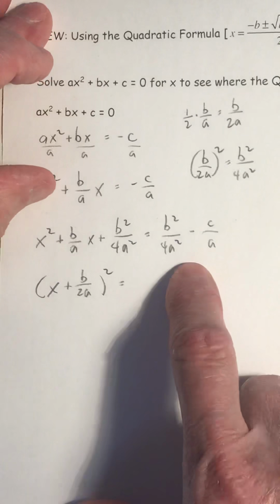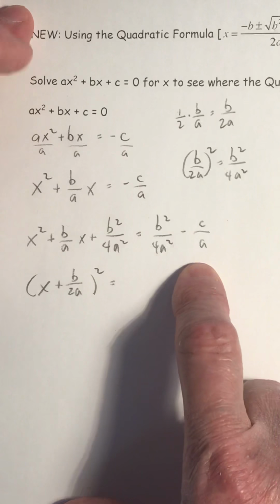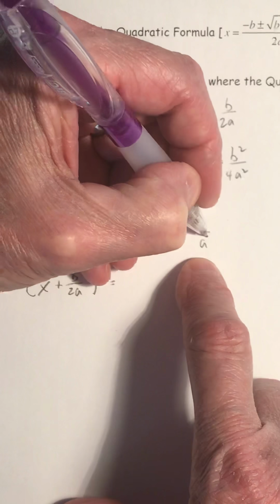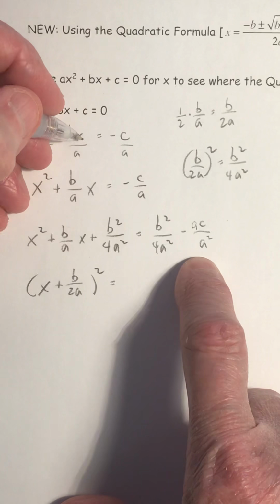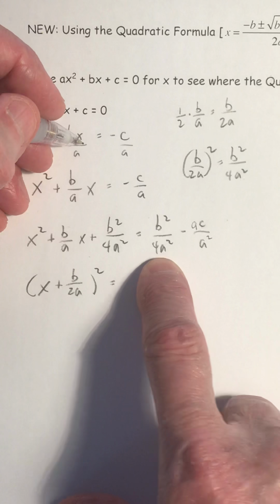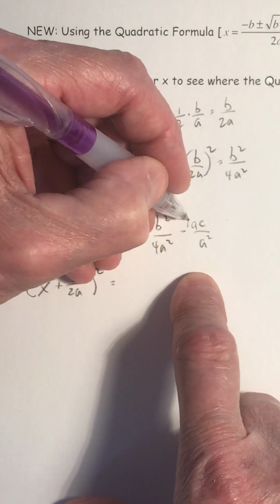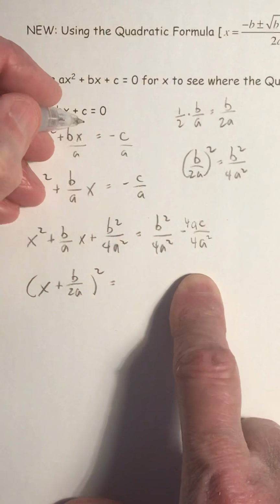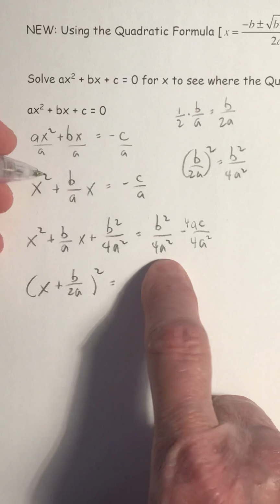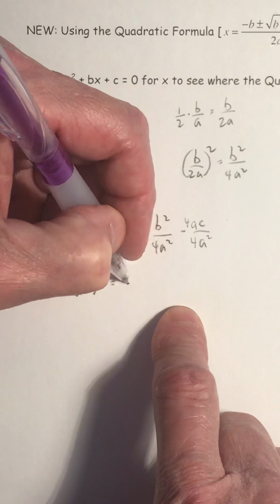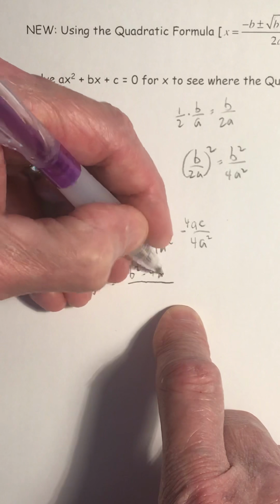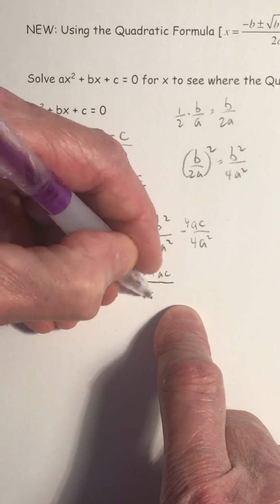Now, on the other side, I need a common denominator here. How about if I multiply the top and bottom by a? Now I've got an a squared matching up, and I need this 4 also. How about if I multiply the top and bottom by 4? Is that pretty nifty? Okay. So on this side, now that I've got a common denominator, I can write one fraction, b squared minus 4ac over 4a squared.